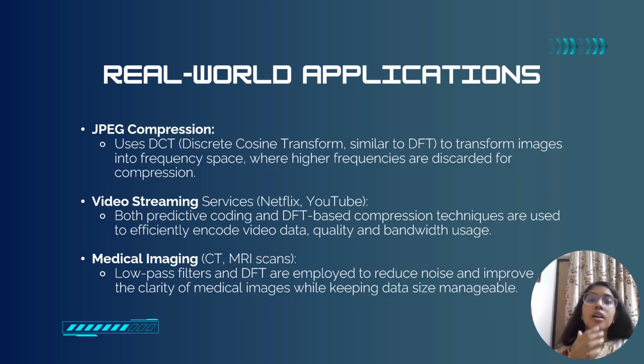Now, what are the real world applications of this? So, in JPEG image compression, discrete cosine transform is used, which is quite similar to discrete Fourier transform. That is, images are transformed from spatial domain to frequency domain, and then the higher frequencies are removed. Another application is in video streaming platforms like Netflix, YouTube, etc., where both predictive coding and discrete Fourier transform are performed to efficiently encode the video data, the quality, and the bandwidth usage.